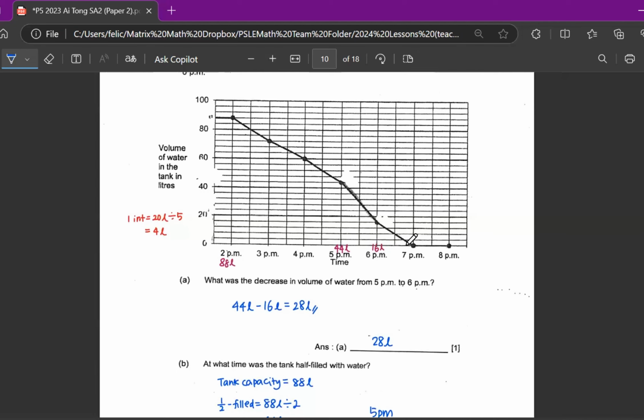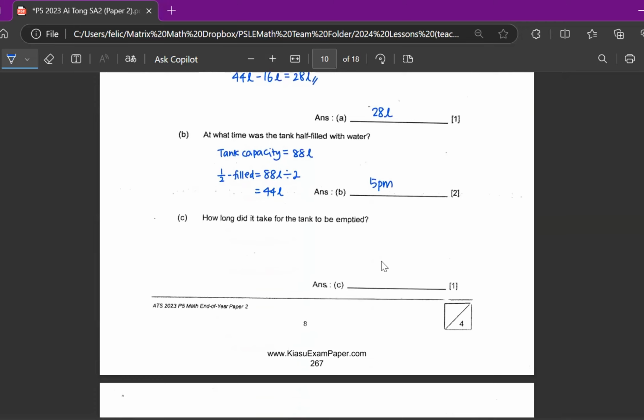You don't even need to care about 8 p.m. 7 to 8 is just constant. It's still 0 liters throughout. So you should use your 7 p.m. as your reference point. From 2 p.m. to 7 p.m., that will be how long it took. So this is actually 5 hours. So that's it, 5 hours, that's the answer.